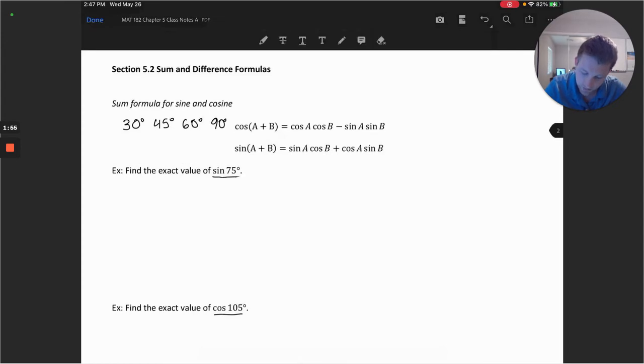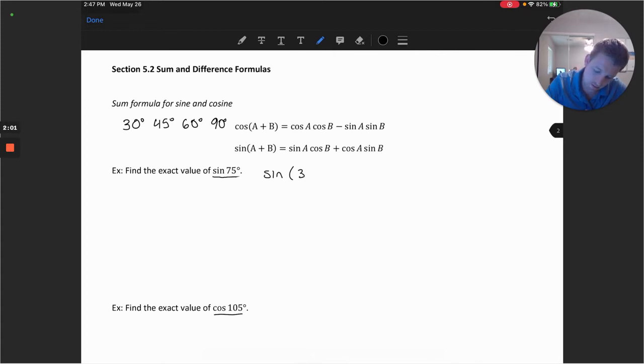We can rewrite this expression as sine of 30 plus 45. And it doesn't matter here what the order is as long as we keep this order the same. So let's keep consistent with our A angle being 30 degrees. So this is capital A, and capital B is the angle of 45. So that's the idea.